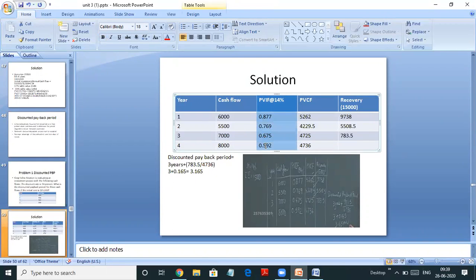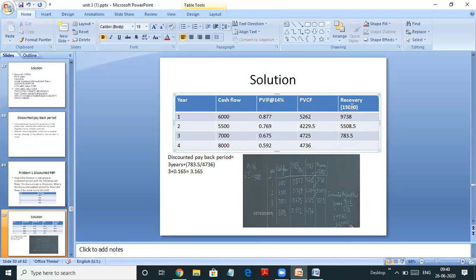In the table I've got these values. When you multiply the cash flow with the present value interest factor, you get the present value of cash flows, that is 5,262 for the first year, 4,229.5 for the second year, and so on. Now we have to see what the payback period is. So one new column we will make, which is recovery. And what do we have to recover? We have to recover 15,000 rupees, which was our initial investment.